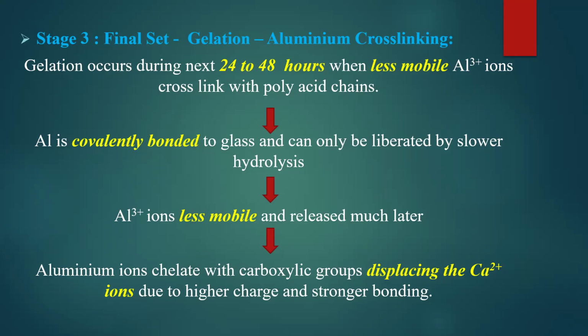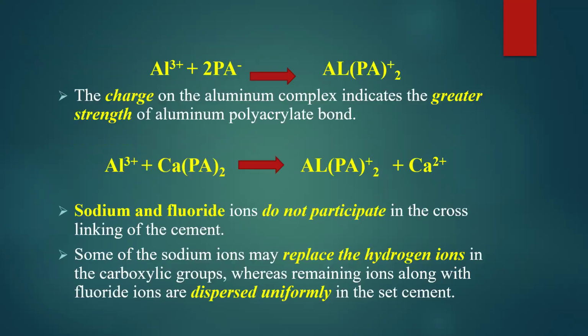So these aluminum ions, just like calcium ions, will chelate with the carboxylic group. And these aluminum ions will even displace the calcium ions, which were previously bonded to the polyacrylate salt, because of their higher charge and stronger bonding. So here you can see aluminum ions after 24 to 48 hours, they will be released by slower hydrolysis. They will react with polyacrylic acid and form aluminum polyacrylate salt.